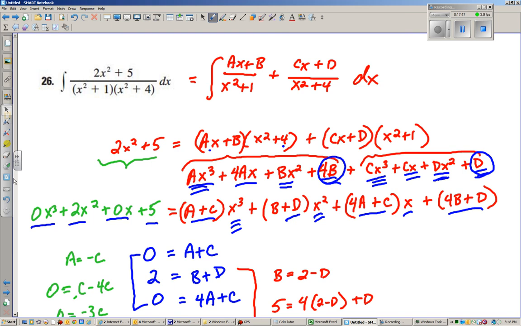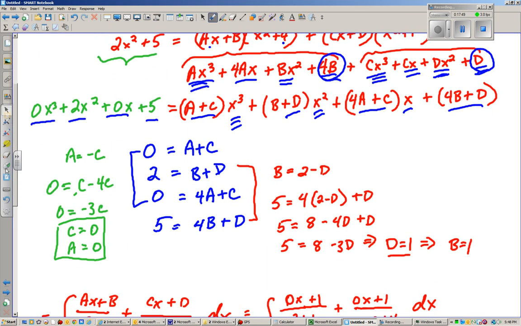So this is what we use as we begin to solve the problem, that a plus c, the coefficient in the x cubed, has to equal 0. And I'm coming here to the middle, right, and I'm focusing on all these coefficients, and then I have the next one, b plus d. Well, that's got to equal 2x squareds, right? So the coefficient has to equal 2. And then the 4a plus c for the third term, well, that's got to equal 0x, so 4a plus c is 0. And then finally, the constant 4b plus d has to equal 5.